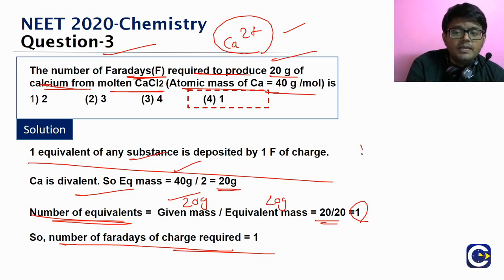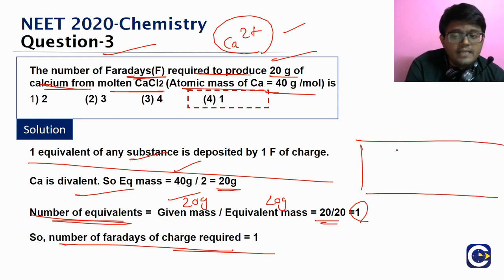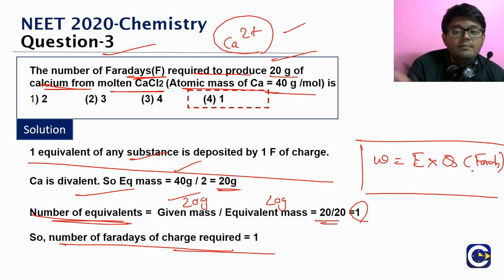Probably we may even look at Faraday's equation for electrolysis. If you consider the charge in Faradays, what is the equation? W, the weight of the substance deposited, is equal to E into Q, where Q should be in Faradays. 1 Faraday means we'll get 1 equivalent weight. 2 Faradays means we'll get 2 into the equivalent weight. 3 Faradays means we'll get 3 into the equivalent weight, like that. Okay.